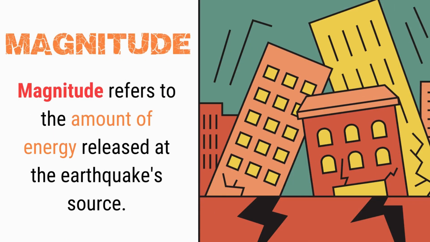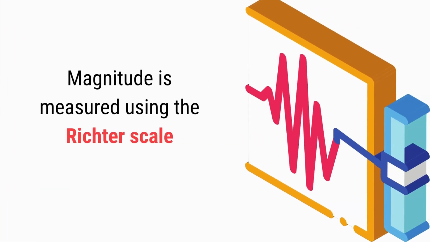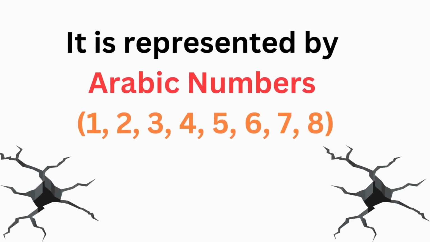Magnitude refers to the amount of energy released at the earthquake's source. Magnitude is measured using the Richter scale. It is represented by Arabic numbers 1, 2, 3, 4, 5, 6, 7, 8.